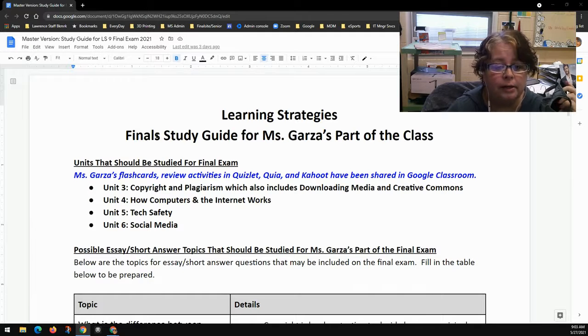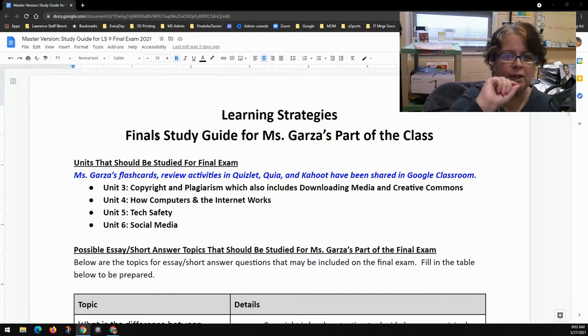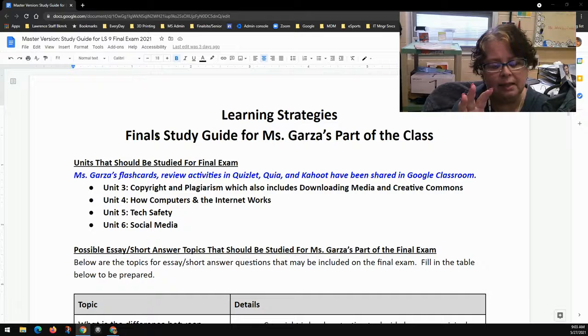However, I do want to go over the study guide with you so that everybody has the same information for the final exam. Okay, so if you have any discrepancies on your study guide, please fill it in and correct it, because the study guide is the one piece of notes that you could have open during the final exam. So make sure yours is as detailed as possible to help you out.